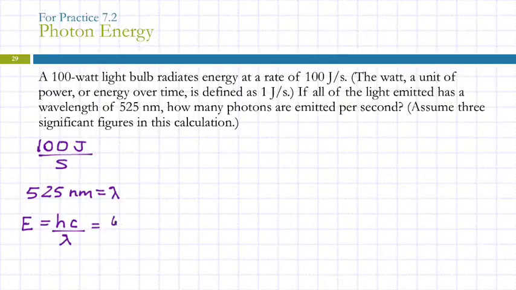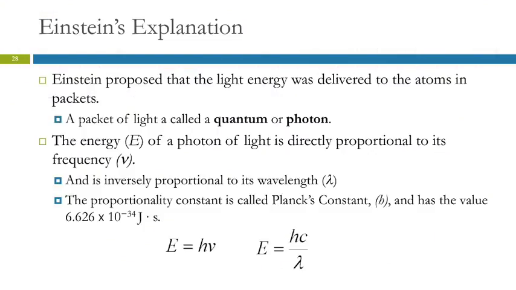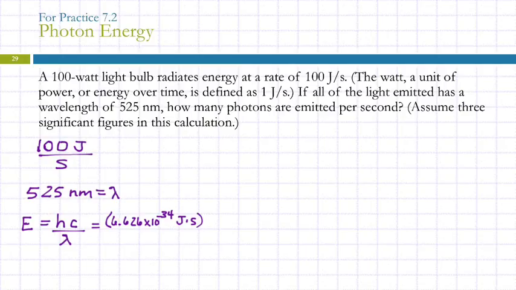H is 6.626 times 10 to the minus 34 joule seconds. Just going to go back and check that, because 6.626 times 10 to the minus 34 joule seconds. So that's just this guy right here. C is the speed of light, 3.00 times 10 to the 8th meters per second.